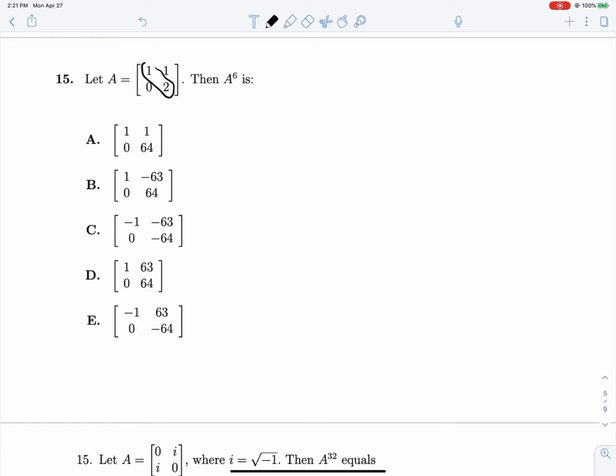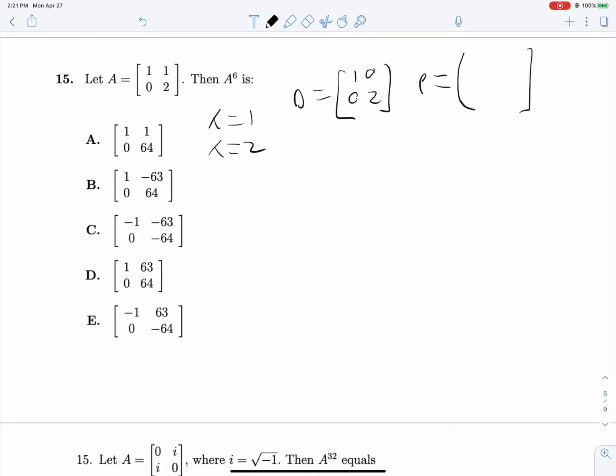Well, its eigenvalues are just going to be 1 and 2 because this matrix is upper triangular. So lambda is equal to 1, lambda is equal to 2. So our matrix D is 1, 0, 0, 2. Our matrix P, well, we have to find our eigenvectors. So for lambda equal to 1, A minus lambda I gives us 0, 0, 1, 1, which we can simplify like so. This says x2 is equal to 0. x1 is our free variable, so there is our eigenvector.